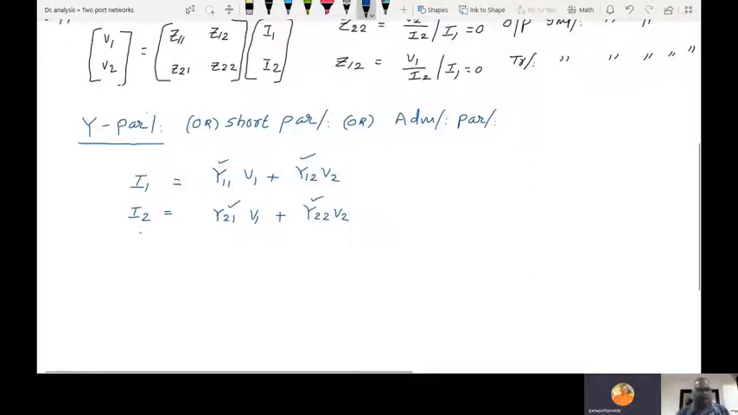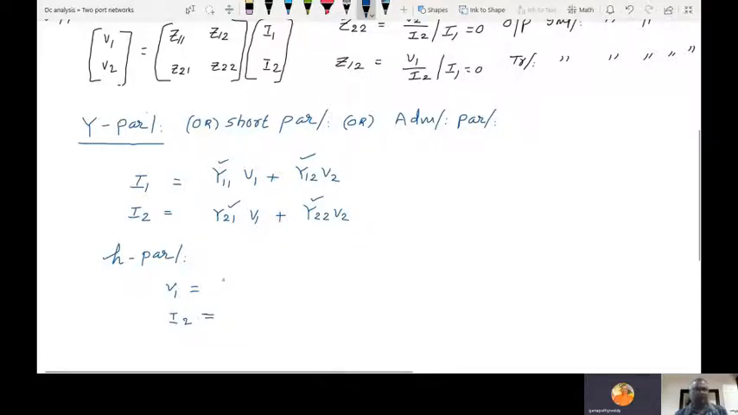So like Z and Y, we can also write H in matrix form. H parameters: H stands for hybrid. Why did that word hybrid come? Voltage in port 1, V1, and current in port 2, I2. Hybrid is a mixture of ports as well as variables.